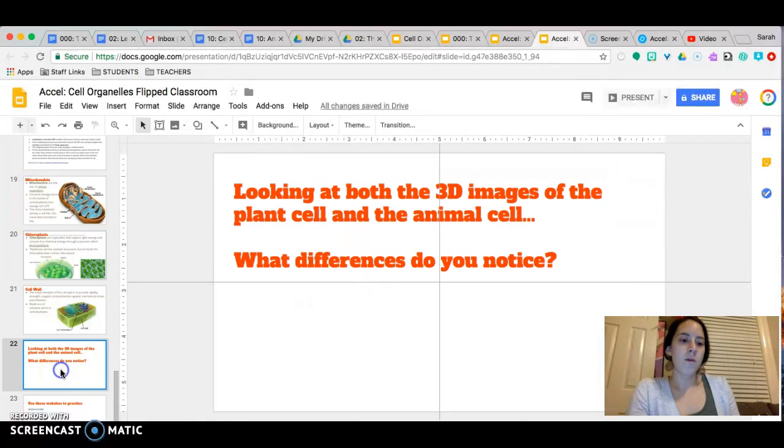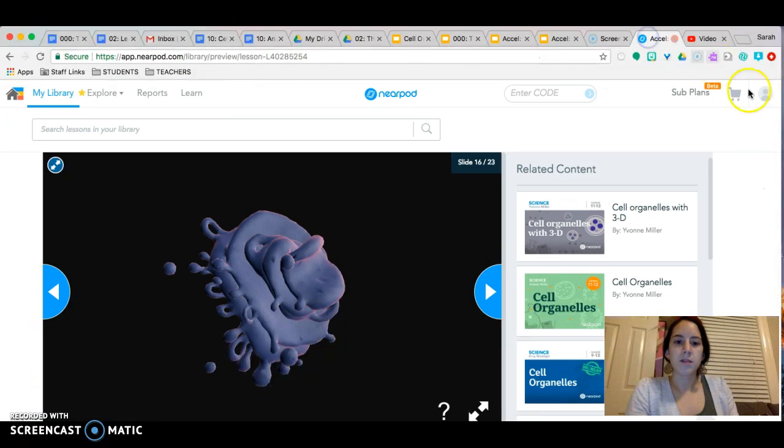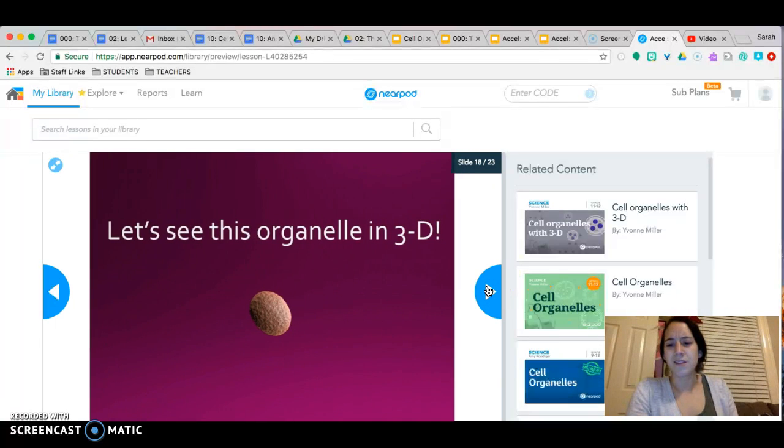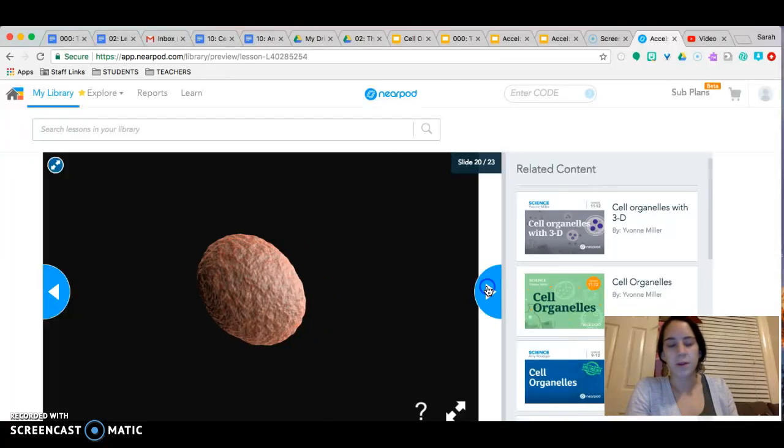Okay, what I want you to do right now is go back to Nearpod, and look at the 3D images of the plant cell and the animal cell. I'm pretty positive it's going to be the animal cell first. I just want you to look at both of them and see what differences you can see between them. So if you go back here, you had just done the Golgi apparatus. Oh, and then you had done lysosome, which I told you is pretty boring.